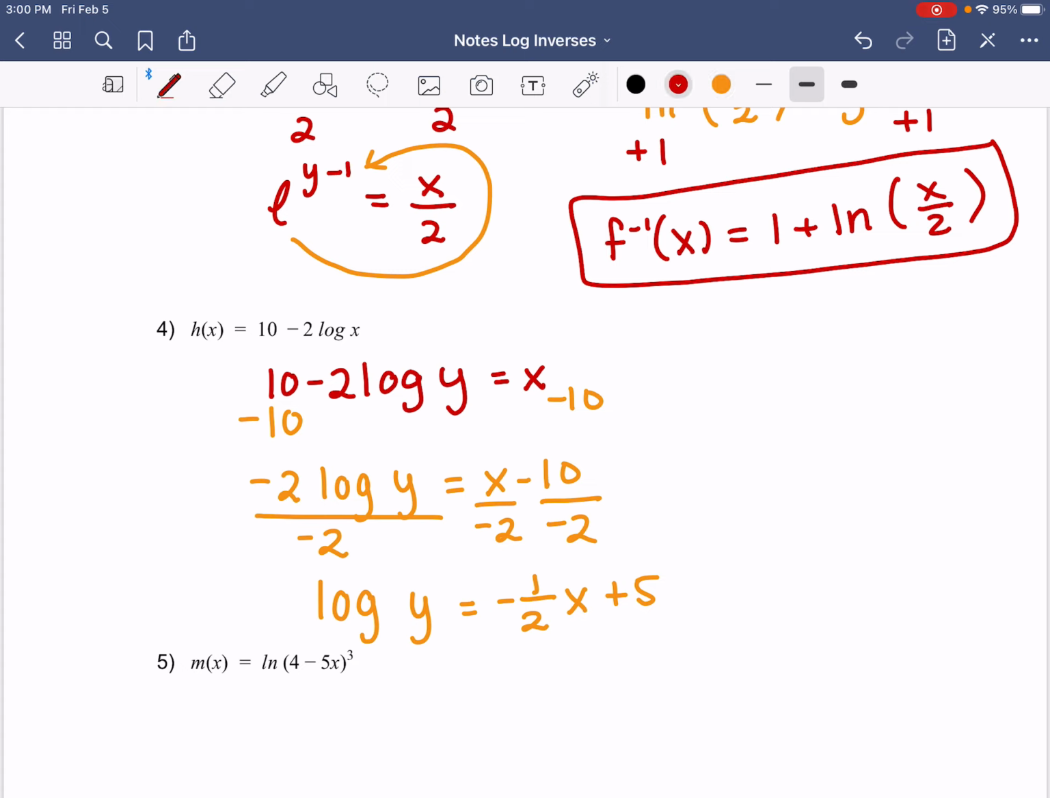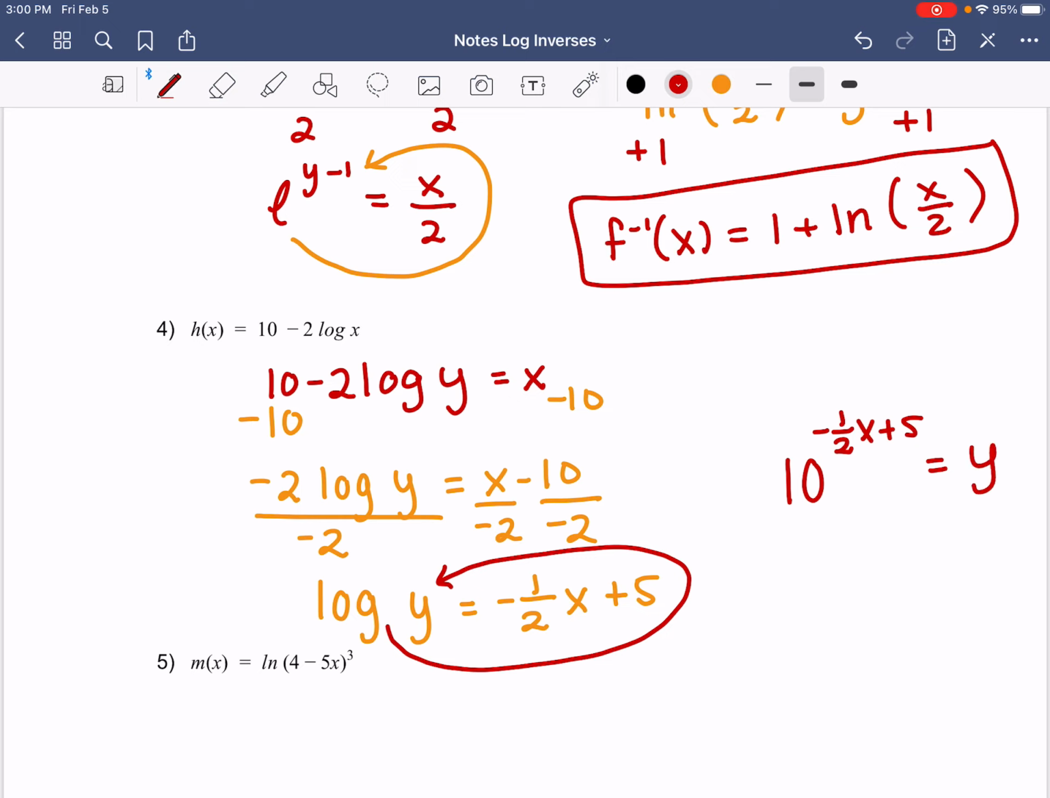All right, and then once log is by itself, I'm going to do my loop trick. So my loop trick, this was log, so now it's going to be exponential. The base for my new exponent, there's nothing there, so automatically it's a 10. 10 to the power of negative 1/2 x plus 5 equals y. And then I would solve for y, but it's already solved for, so I'm just going to go to function notation. And this would be my answer.